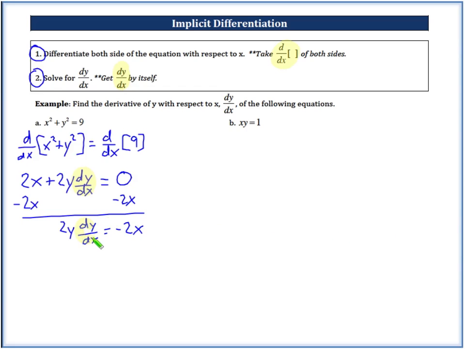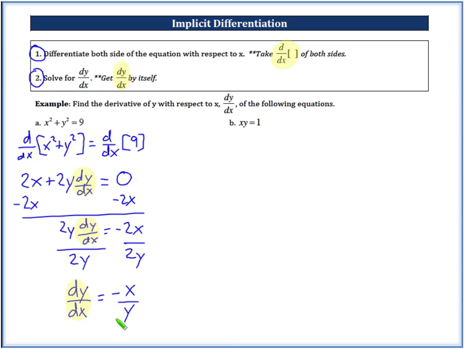Okay, and again, follow the bouncing ball. We're looking for that dy dx. So then to isolate that, we're going to divide by 2y. And then finally here, we are going to simplify this equation on the right-hand side. So negative 2 over 2 is just negative 1. So we get negative x over y. And you can see we've gotten dy dx by itself over here.